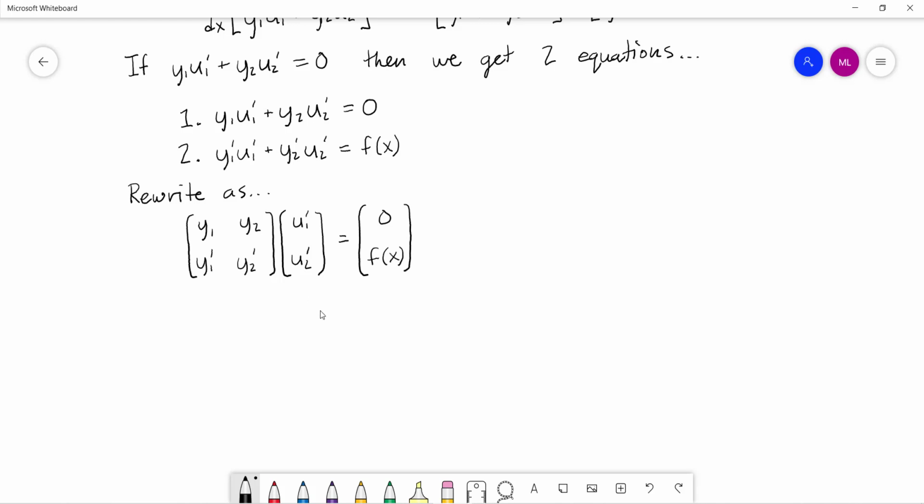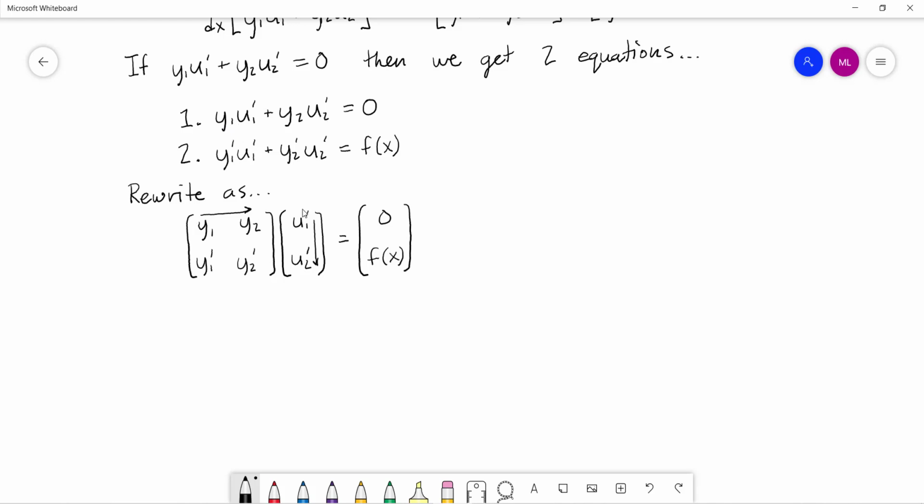The way that matrix multiplication works is this equation is meant to exactly represent these two equations that we have here. A matrix is basically just a block with a bunch of scalar entries within it. These are functions, but they each represent a single number. You multiply across on the left and then vertically here. So the y1 hits the u1 prime, and then the y2 hits the u2 prime, and you add those entries together. And that's what gives us this result right here.